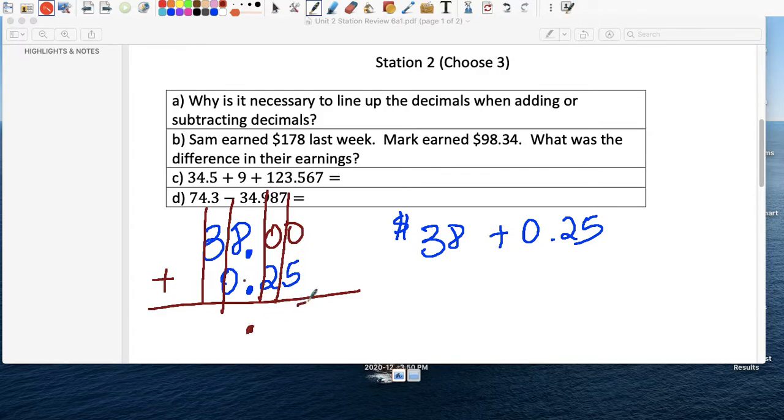So 0 plus 5 is 5. 0 plus 2 is 2. 8 plus 0 is 8. And 3. So if I have $38 plus 25 cents, the answer is $38.25.